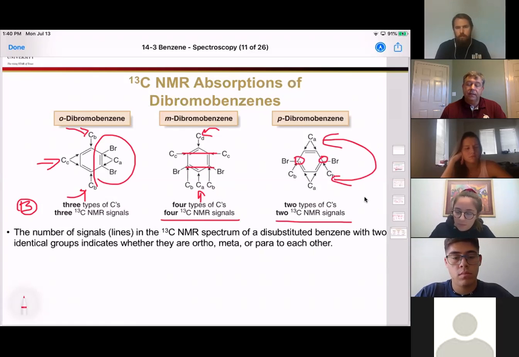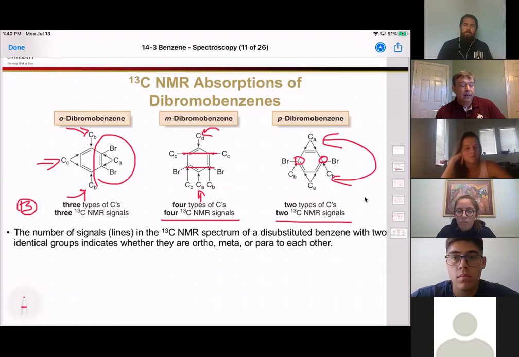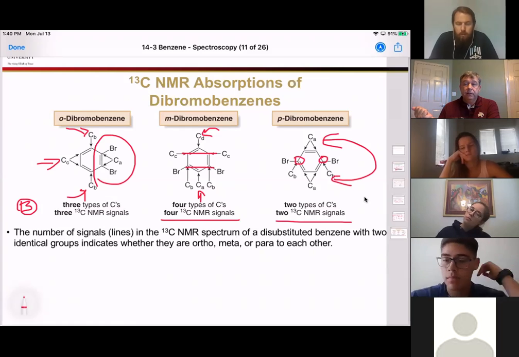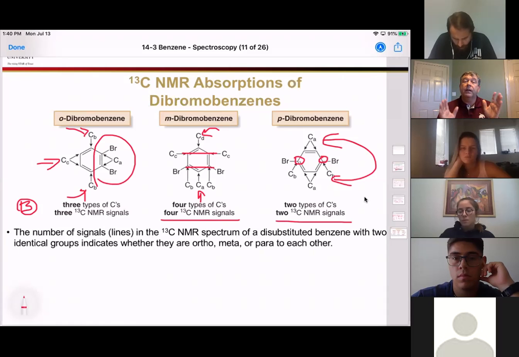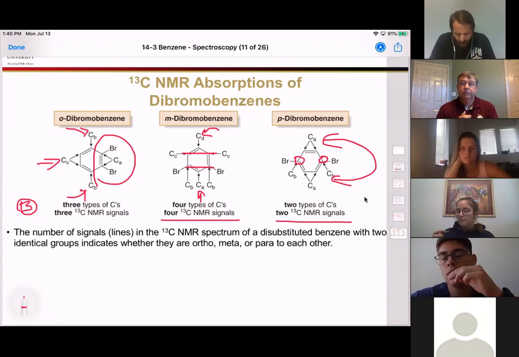So we'll see a different pattern for ortho, meta, or para substitution in our NMR. All right, questions on spectroscopy? Again, go back to the track site and get the review of different types. When we're talking about proton, we have to remember equivalence and splitting. So look for equivalent hydrogens and splitting. In carbon NMR, all we're looking for is equivalent carbons.